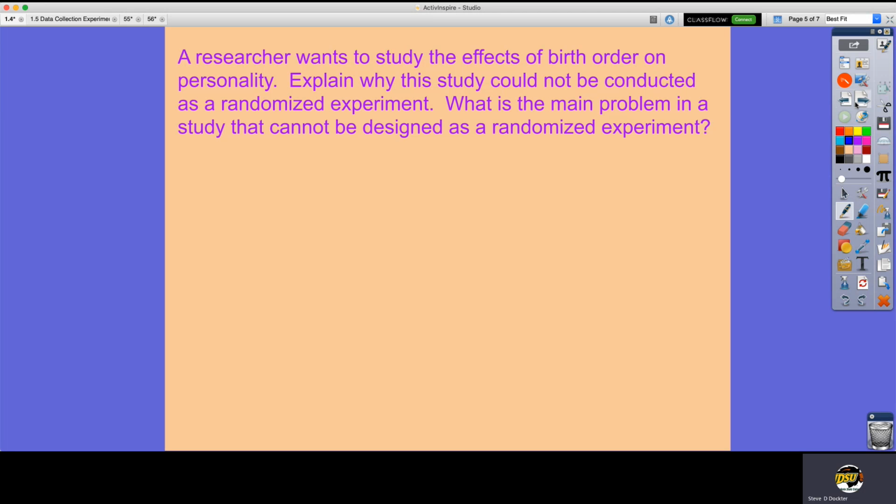Right? Okay. Do you have any control over somebody's order in how they were born? No. So that's why this cannot be a randomized experiment. What is the main problem in a study that cannot be designed as a randomized experiment? What do you think? What is a main problem in a study that can't be designed as a randomized experiment?